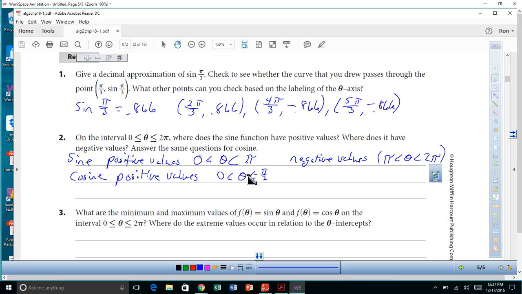Cosine has positive values in the first quadrant and the fourth quadrant. And that's going to be 3 pi over 2 is less than theta is less than 2 pi. And let's see negative values. Negative values is going to be the second and third, which will be pi over 2 is less than theta is less than 3 pi over 2.